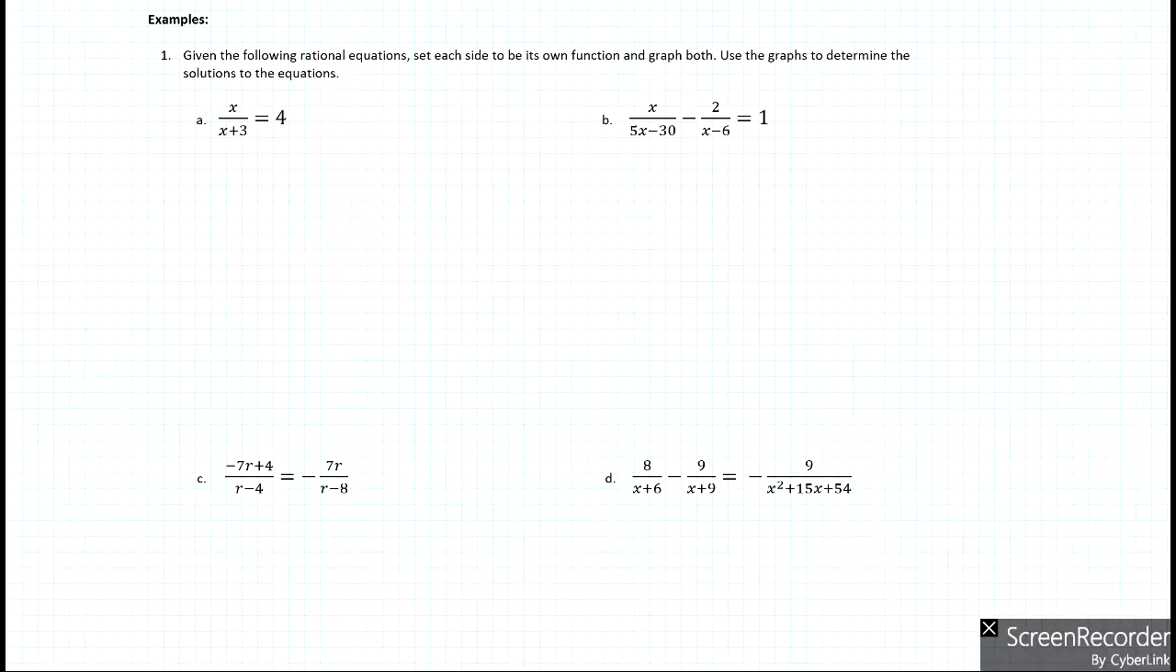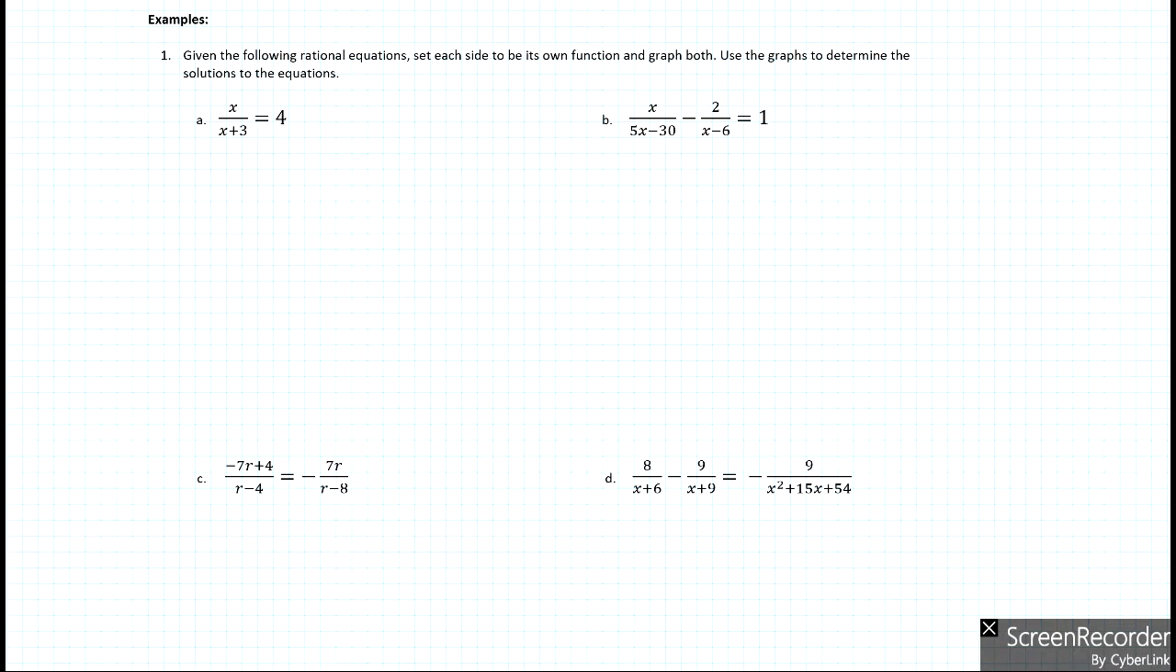In this video, we're going to start talking about how to solve different equations graphically. In particular, we're going to focus on rational equations and how we can use GeoGebra to help us solve more complicated problems that would be very involving to do by hand.